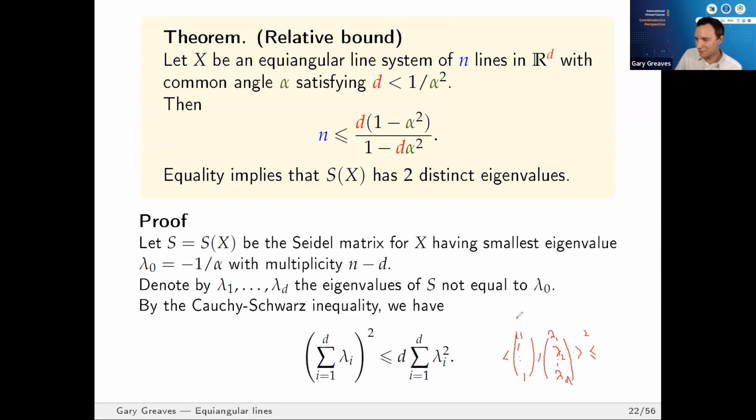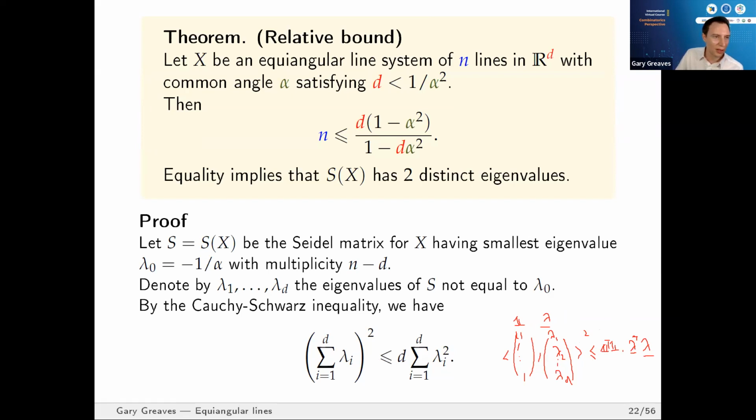Let's call this 1, and let's call this bold lambda. Then this is at most 1 inner product with itself times lambda transpose lambda. So apologies for my rough writing with a mouse, but this is what the Cauchy-Schwarz gives you. And so you see that I forgot the squared on the left-hand side. So this should be, oh yeah, I have got squared.